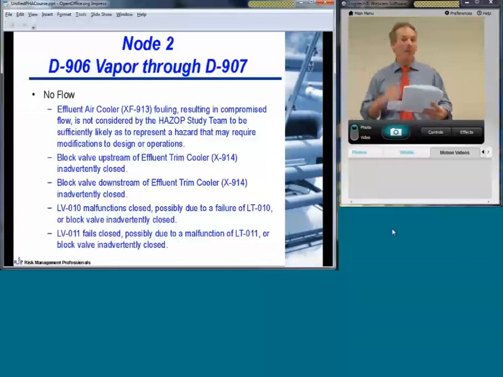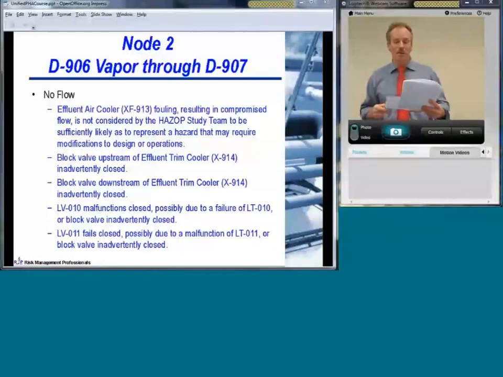The upstream consequence and the downstream consequence may be very different. And also, you want to bring out here, I see a PSV on D907, but I don't see one on D906. So if you close those valves, does it block off a communication path for overpressure protection? Do you need to talk to the team about car sealing open, locking open those valves, or some other means of overpressure protection? These are all things that need to come up during the HAZOP study.